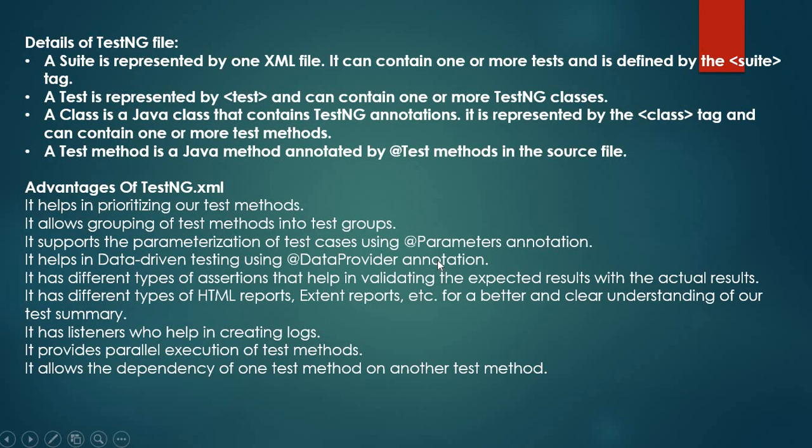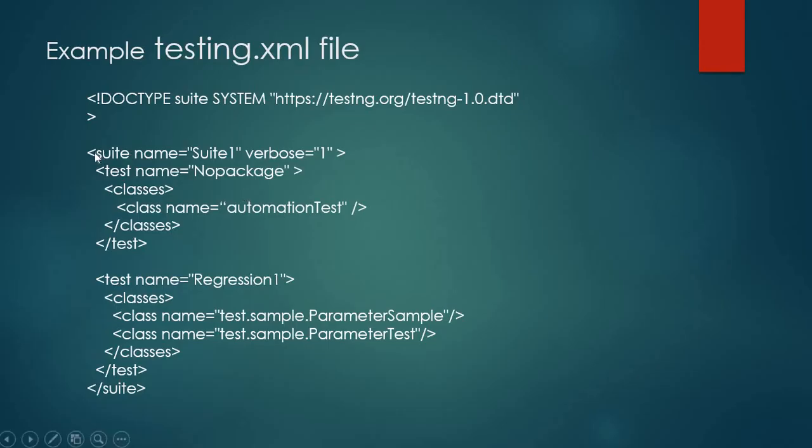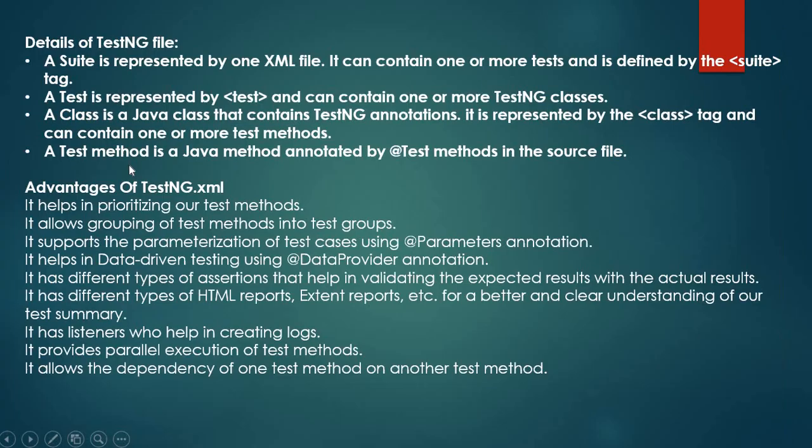So what are the main advantages, and what are all the details used in TestNG? The main detail used is a suite. What is a suite? A suite is represented by one XML file and it can contain one or more tests, and it is defined by a suite tag. You might have seen the suite tag in your XML file. This is the suite which we specify.